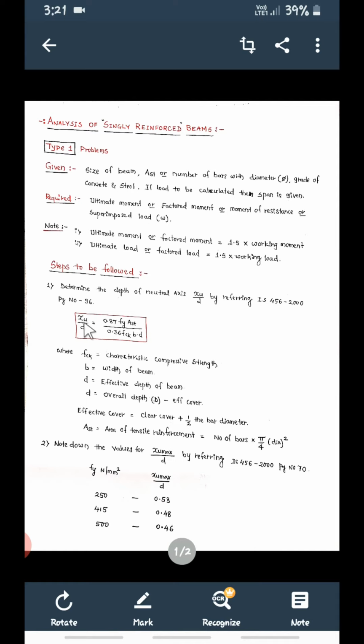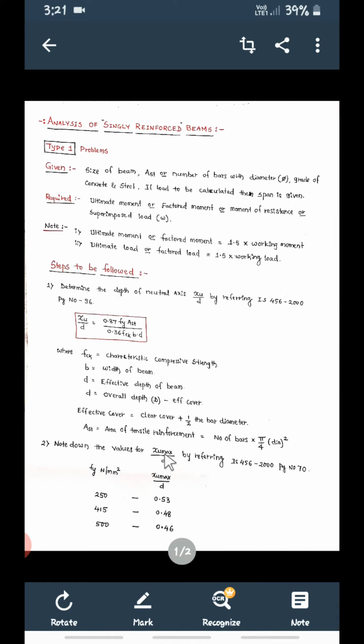So write down the formula, that is xu by d is equal to 0.87 Fy Ast divided by 0.36 fck b into d. Substitute all the values here except xu, so you can calculate xu. So from the first step we need to calculate xu by d or xu. Then for the second step, note down the value of xu max upon d. This is called the limiting depth of neutral axis.